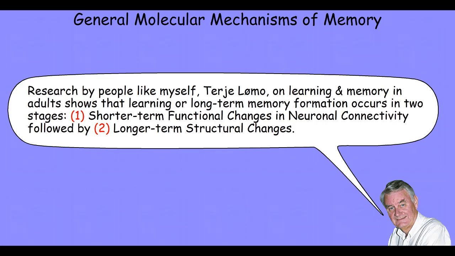So research by people like Jared Lomo on learning and memory in adults shows that learning or long-term memory formation occurs in two stages, really. There's a shorter-term functional change in neural connectivity, followed by a longer-term structural change.